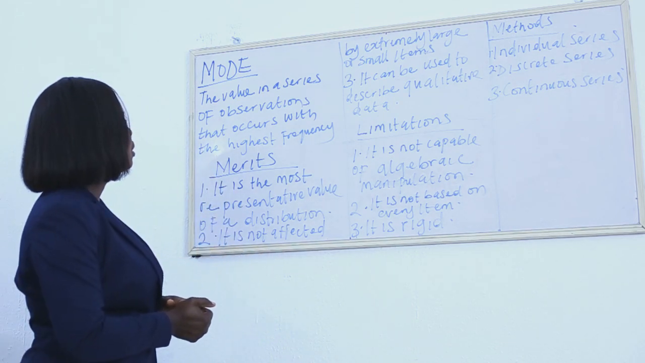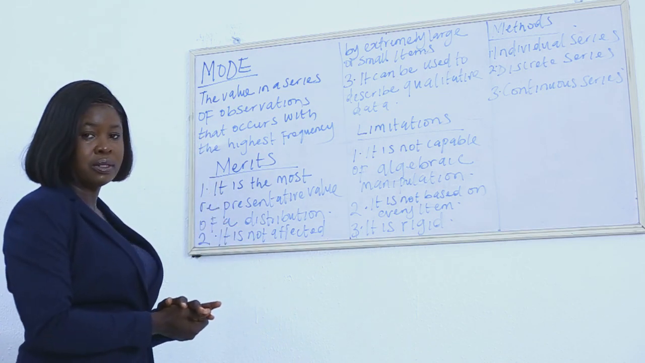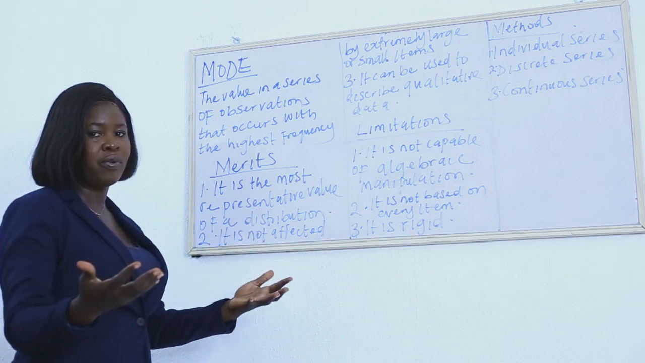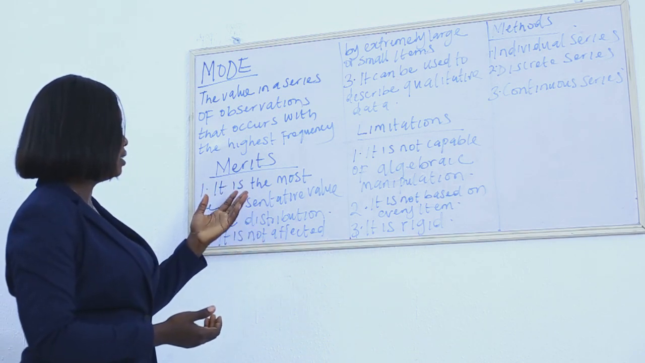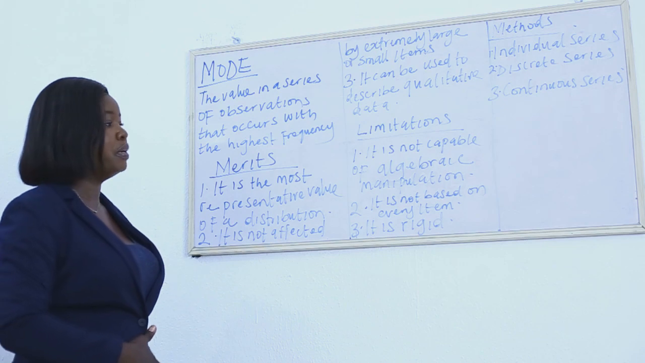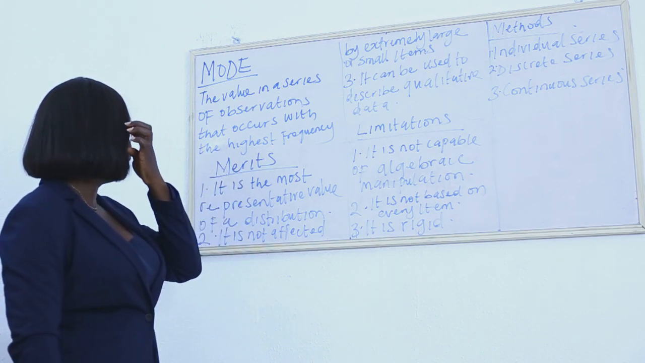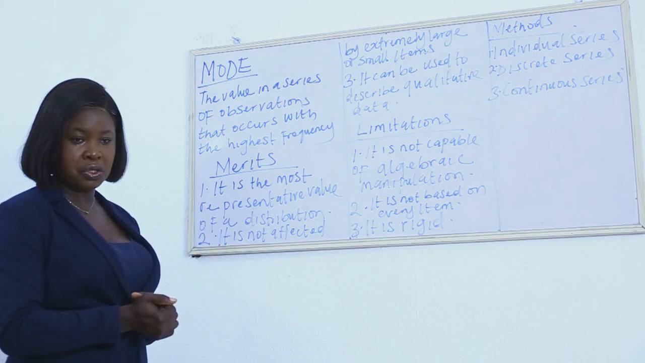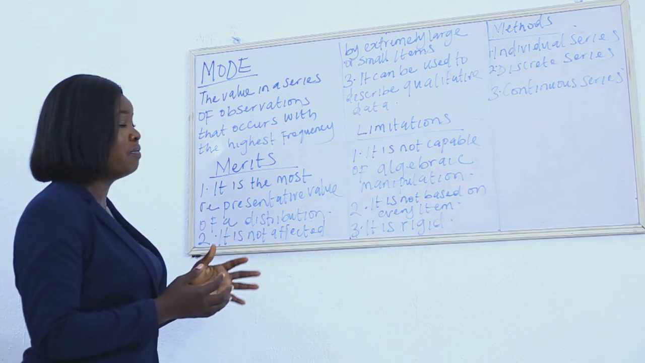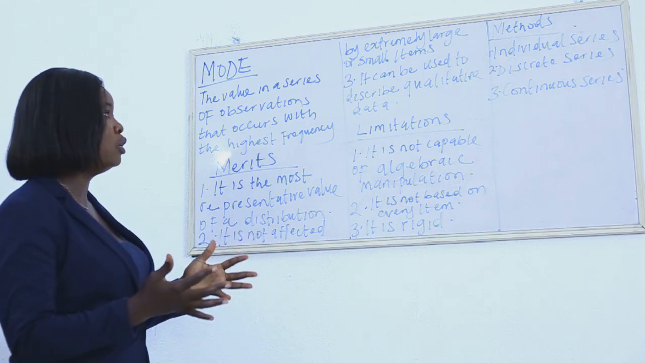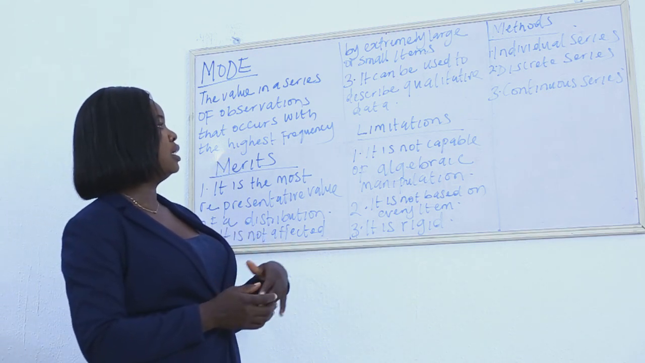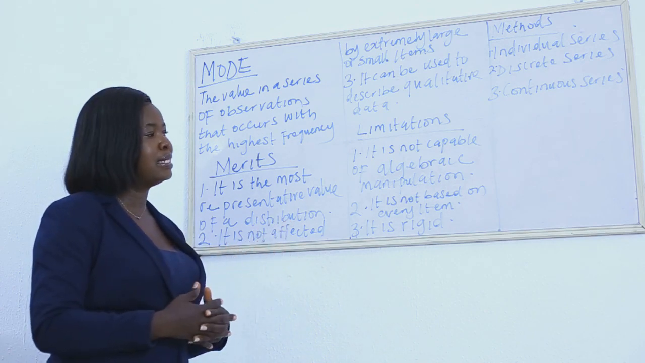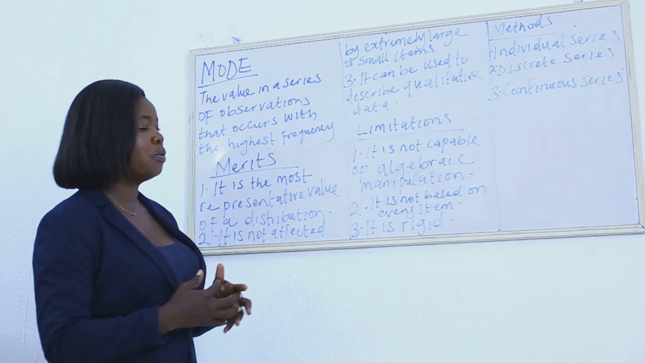And what is the mode? The mode is the value in a series that has the highest observation or the highest number of occurrences, and it has its own merits and demerits or limitations. One of the merits is it is the most representative value of a distribution. Then also it is not affected by extremely large or small values. Then it can be used to describe qualitative data. Those are some of the merits.